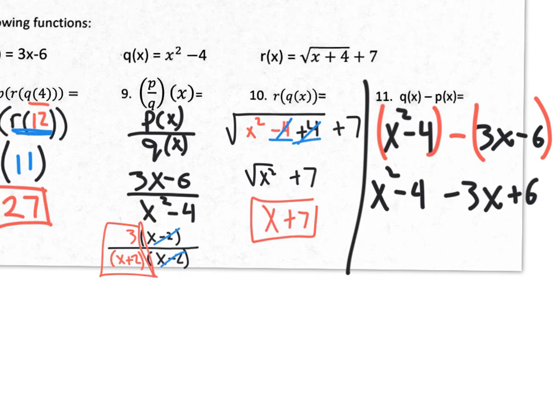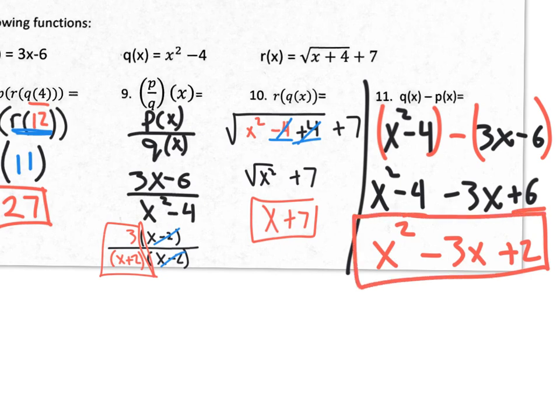The only thing left to do would be to rearrange this thing, put it in order, and combine like terms, the negative 4 with the 6. That'll give you a positive 2. And if we rearrange this thing, you want the highest exponential term first, the x squared, and then bring down the minus 3x. Ladies and gentlemen, we're done. There's our final answer for number 11. And that is the second half of the test.